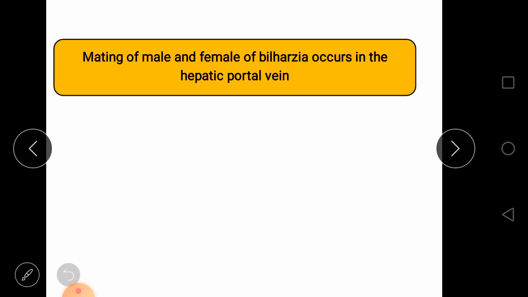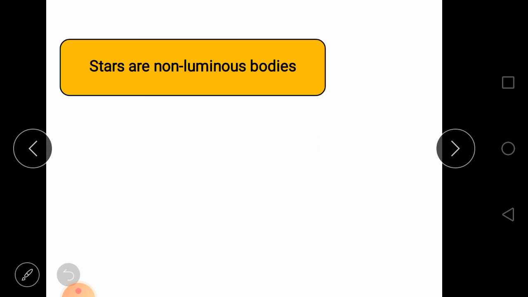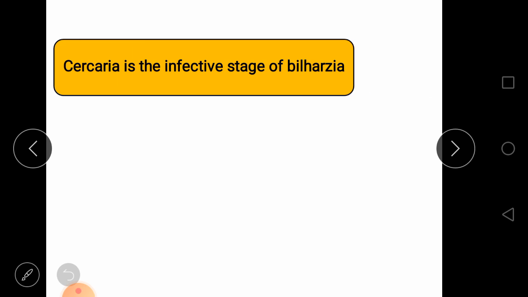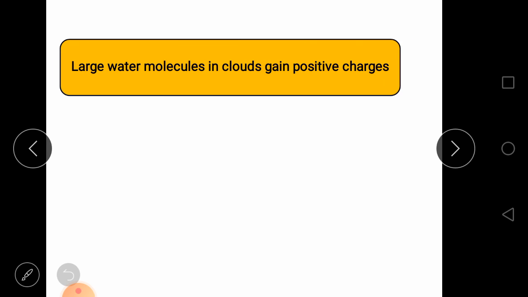Mating of male and female of bilharzia occurs in the hepatic portal vein. True. Stars are non-luminous bodies. False. They are luminous bodies besides the sun and the burning candle. Cercaria is the infective stage of bilharzia. True. And miracidium is the larval stage of bilharzia, whereas the snails are the intermediate host of bilharzia worm.